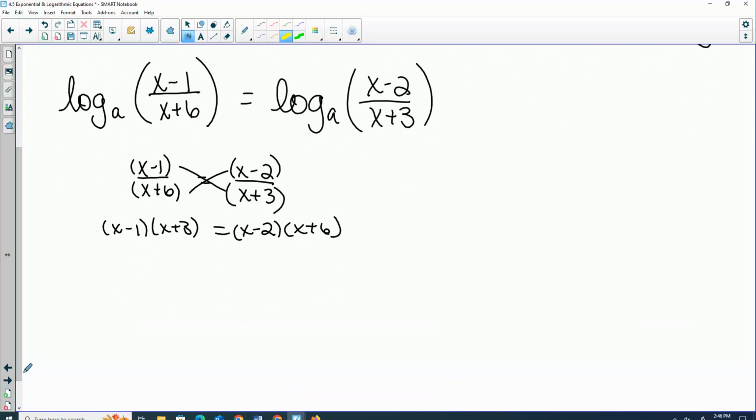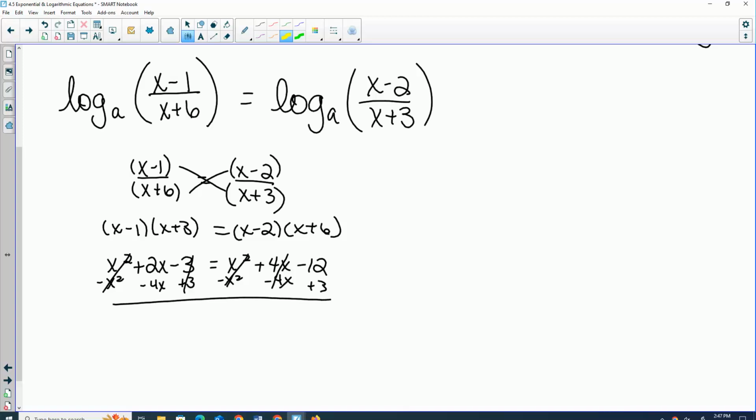You can go ahead and FOIL this out, I just want to show what I'm doing here. So now we FOIL: 3x squared plus 3x and minus x, we plus 2x minus 3. This one will be x squared plus 6x and minus 2x will be plus 4x minus 12. Now what? Subtract. Hey, I told you this problem's nice. If we subtract x squared, that cancels. Subtract over my 4x, add over my 3. So we have negative 2x equals negative 9.